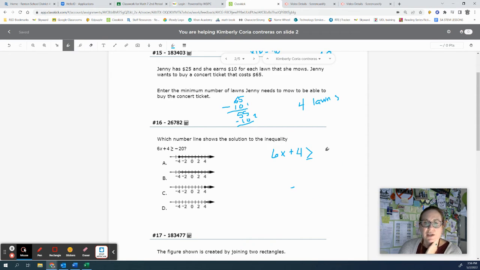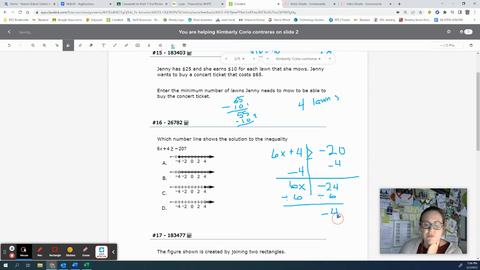Okay, let's try that again. Negative 20 minus 4, minus 4. So that actually becomes 6x and negative 24. Same concept as what we did before. Divide by 6, divide by 6. It's a negative divided by a positive, so our answer is going to be a negative number.